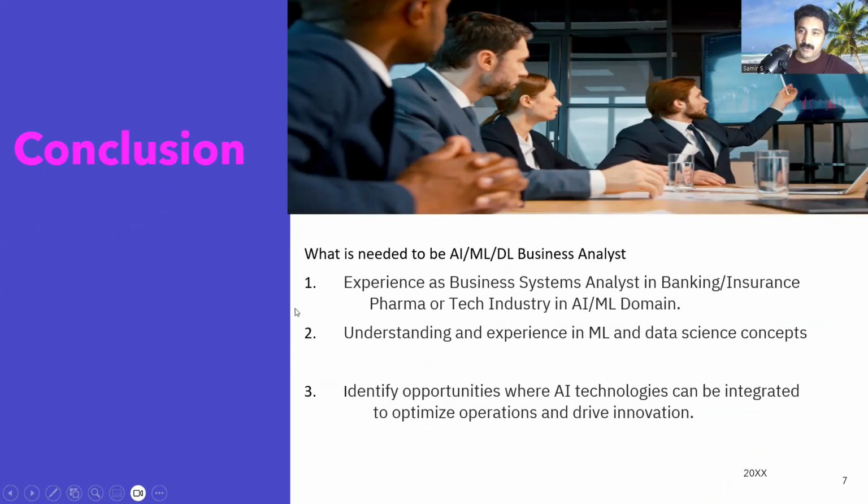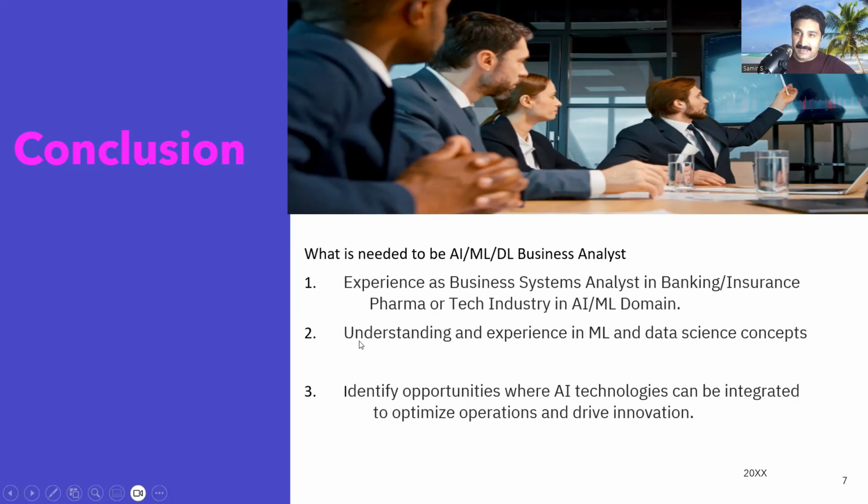Now I'm concluding. So from whatever we looked at so far, the job requirements for a business analyst in AI and ML, and comparing it with the traditional ones, this is what I have concluded. What is needed to be an AI, ML, DL business analyst? The first one is experience as a business systems analyst in any domain, whichever domain you're working in. So you're working in banking, let's say you're working in insurance, pharma. So they need some experience in AI, ML domains, as you just saw in the previous slide, right? They are looking for some experience, but it's up to you how you're going to get that experience. Are you going to be working on real-time projects, or are you going to be working on dummy projects? That's up to you, but they are looking for experience, right?